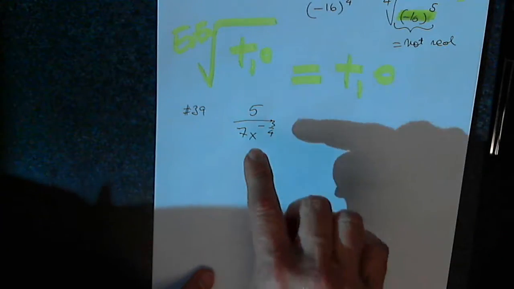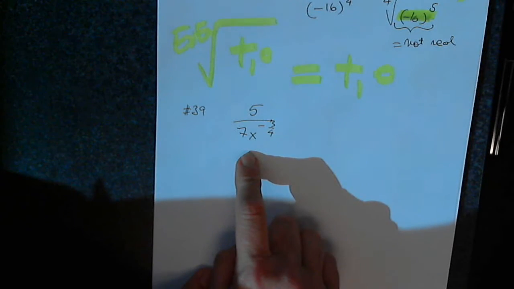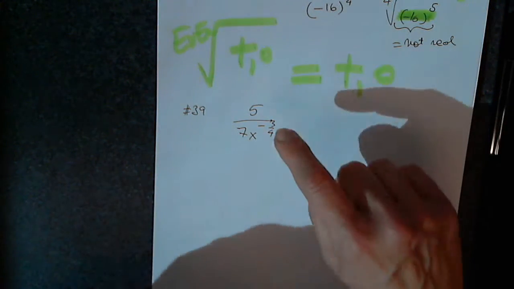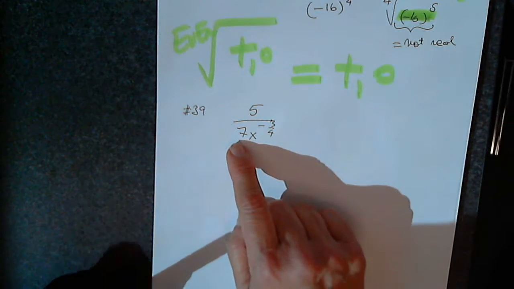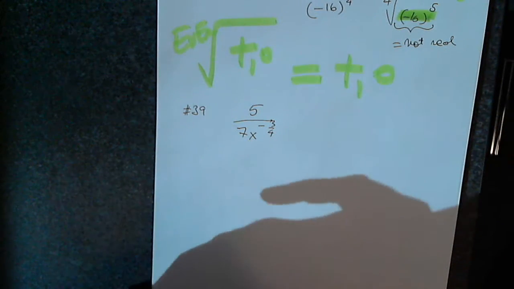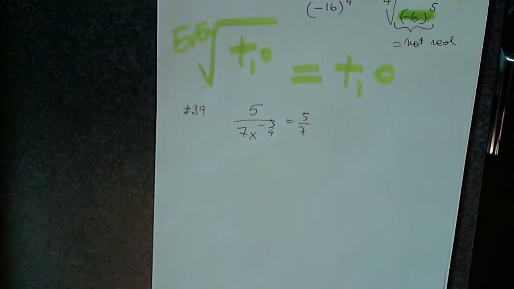Now I see a quantity with a negative exponent in the denominator. Where will it go? To the numerator. You cannot change or take 5 anywhere. It has power 1. You cannot take 7 anywhere. It has power 1. So 5 and 7 have to stay. 5 and 7 cannot be touched.